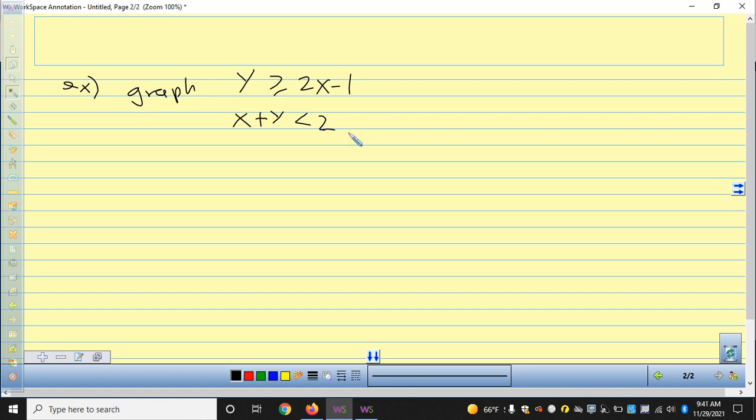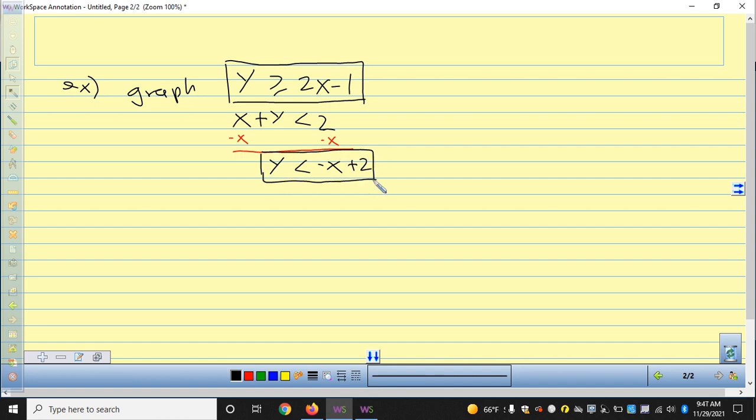Now our first step always is to get y by itself on the left side for each of them. So for this first inequality, we're okay. For this one, I need to get y by itself, so I'm going to subtract x from both sides. And when I do that, I get y is less than negative x plus 2. So one inequality is this one, and one inequality is this one. Those are what we're going to graph.